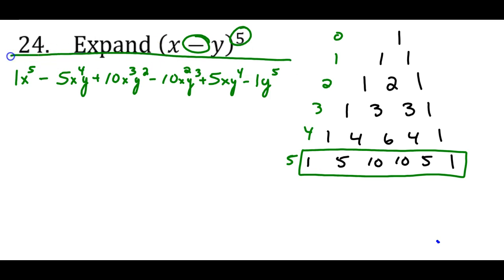Now this one's pretty easy because all the coefficients there were either 1 or negative 1. But if it wasn't, if this were like a 2 or something, then make sure you're taking the 2 to the fifth power, 2 to the fourth power, 2 cubed, 2 squared, 2 to the first, and multiplying by those coefficients. Okay?